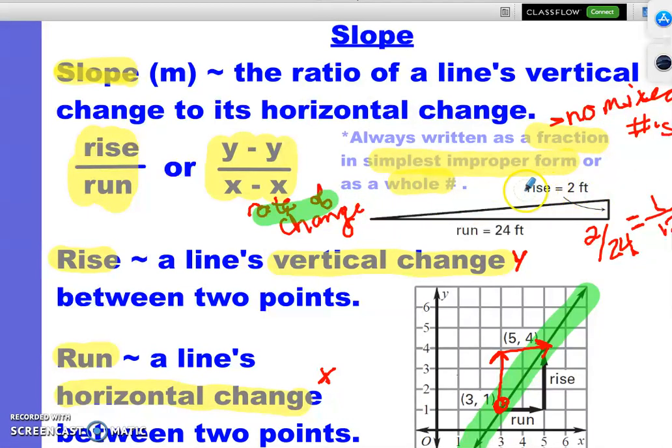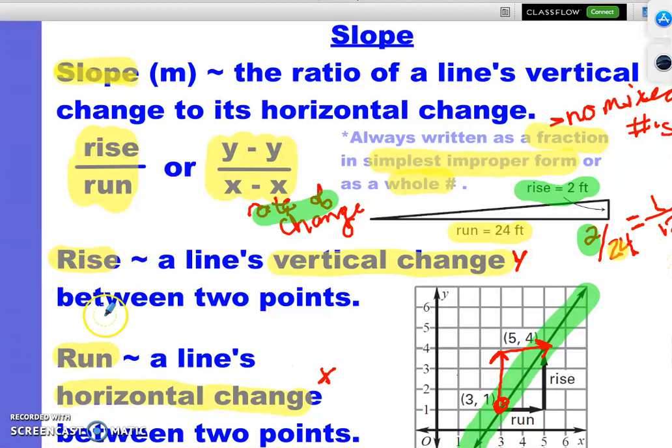Okay, here we have just an example. Our rise here is 2, so we're going to put 2 here. It's going to go on top. Our run is 24, so 24 goes on bottom. In simplest improper form, this need to be simplified, so it's going to be 1 over 12.